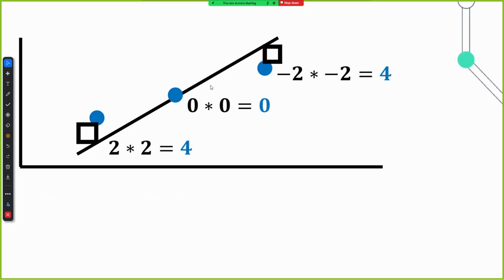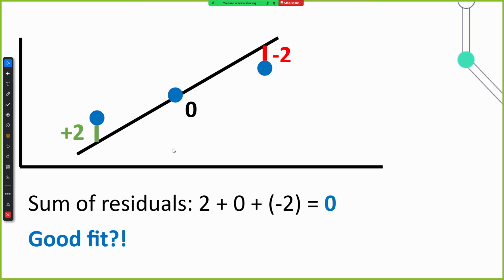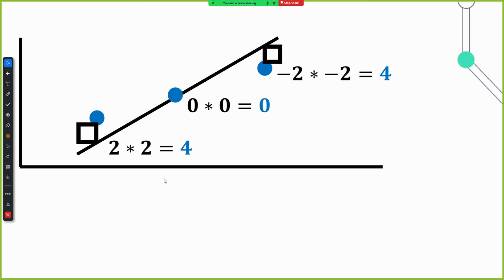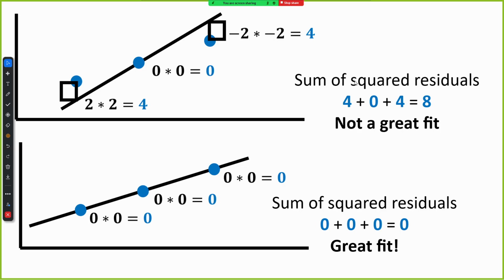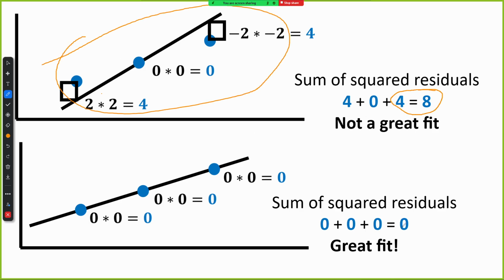Well, that's where squaring comes in. We have another important concept, which is that we have to square each value that we get. What that means is we take each of our residuals, square them, and then sum them up. Because then all of a sudden we see, oh no, the sum of the squared residuals is 8, which means this is not a good fit. But here, the sum of the squared residuals is 0, which means it is a good fit.